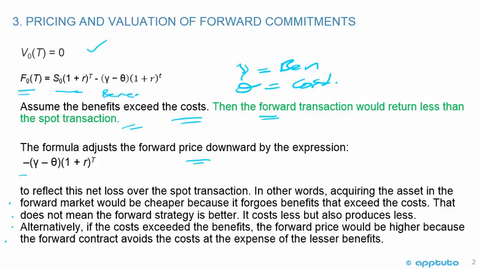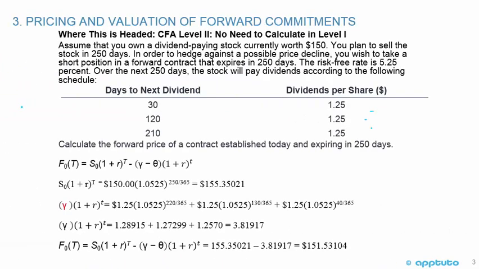Alternatively, if the costs exceed the benefits, the forward price would be higher because the forward contract avoids the costs at the expense of the lesser benefits. Okay, we worked through this example in the last LOS, so I won't go through all the math again, but it also relates to this learning outcome because we're talking about the benefits and the costs with regards to the price of a forward contract, okay?